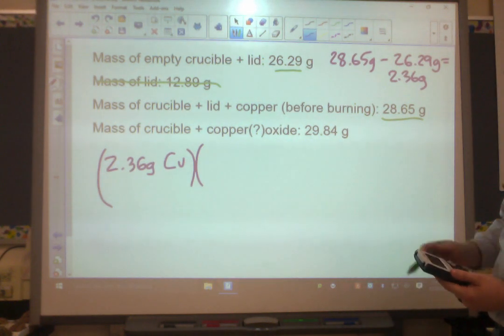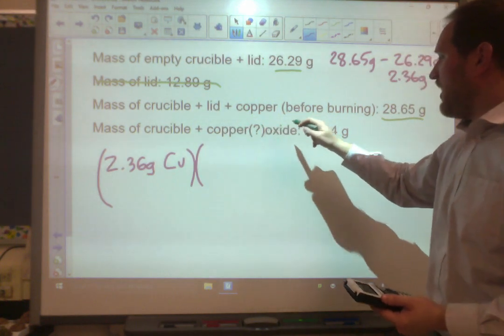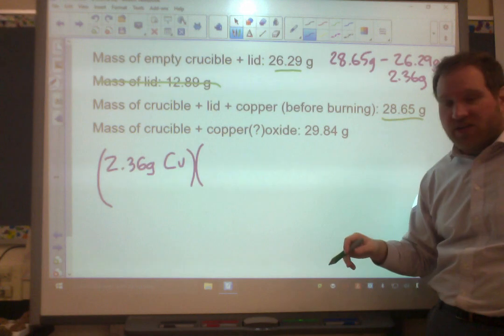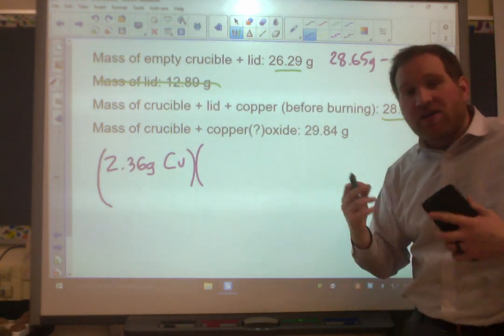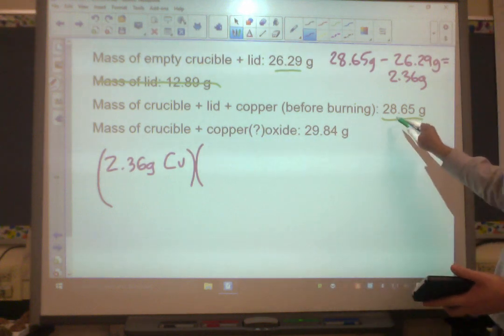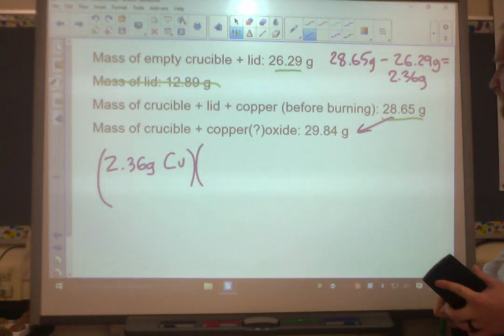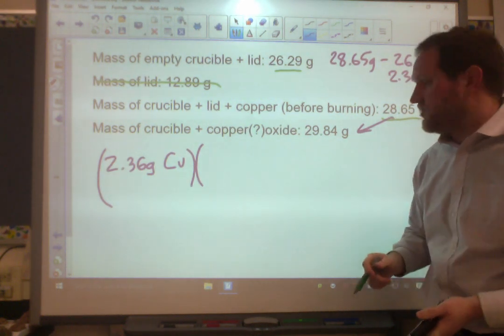Now, I said mass of crucible plus copper question mark oxide. What I meant here was we don't know what copper's charge is going to be, so I don't actually know what it's going to be called. But notice copper oxide, that's going to be after you burn it. And notice it went from 28.65 to 29.84. It went up a little bit, which makes sense because oxygen now bonded to it.